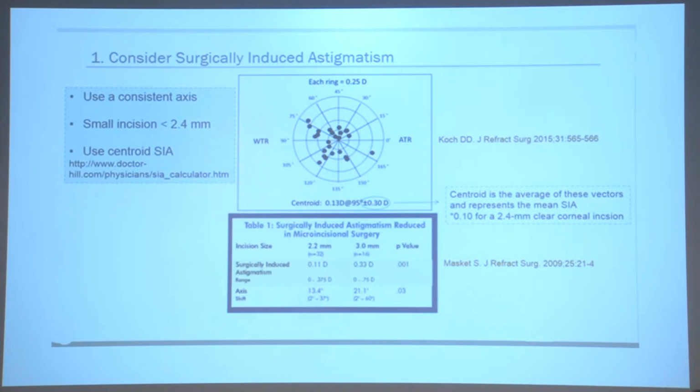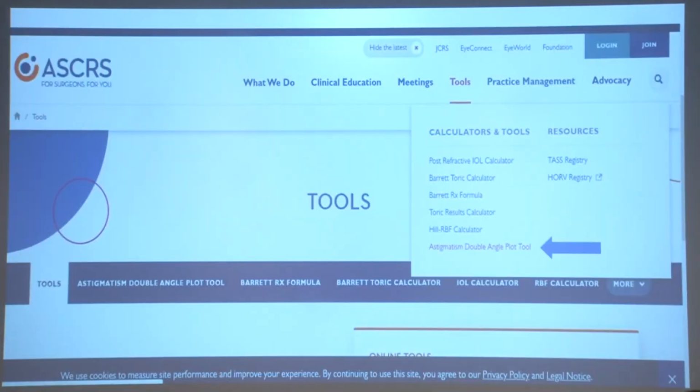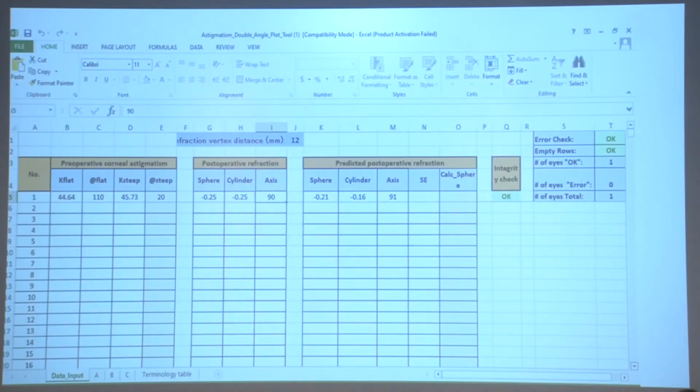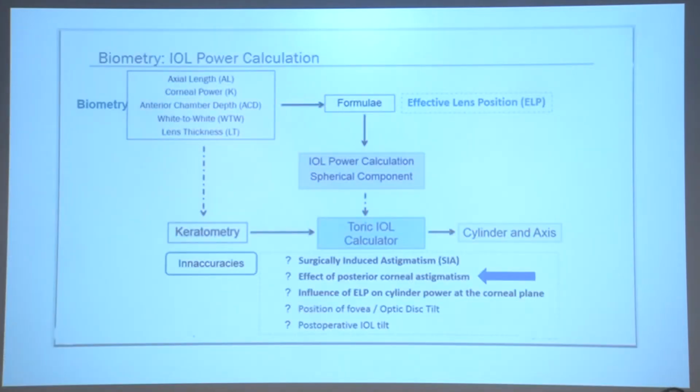So the centered value for a less than 2.2 millimeter incision has to be considered as 0.1, or if your incision is nearly 2.8, it should be 0.12. It also has been given very well. So if you want to calculate your centered value, you can go to the astigmatism double angle plot, the same one we use in the SIA calculations. Put in your preoperative data, your postoperative refraction, and what the predicted refraction was, and you will get your centered value. So it is easy to get.